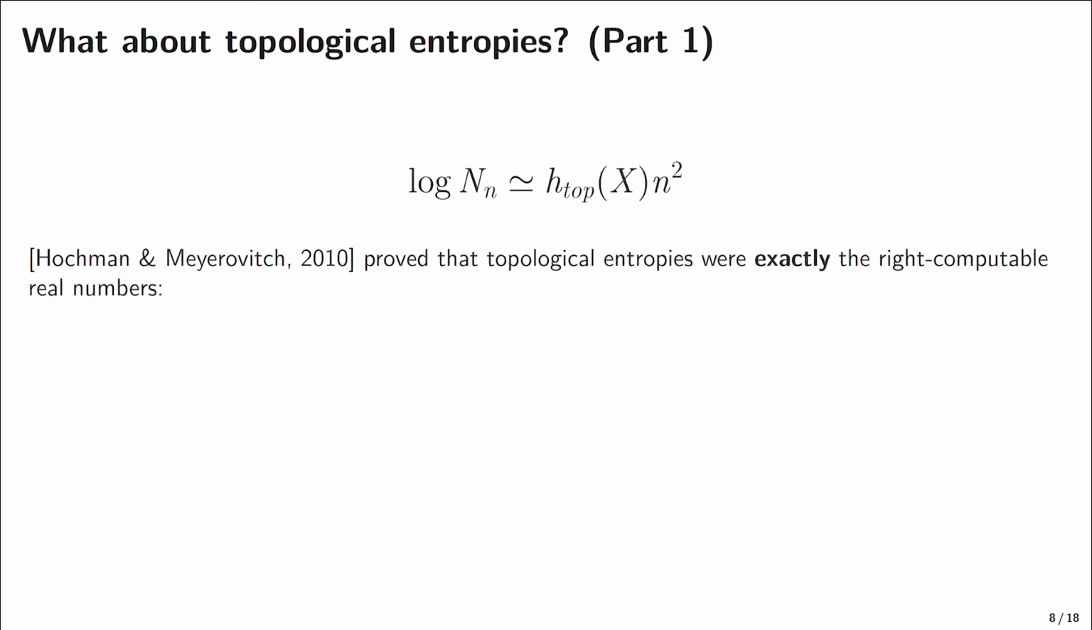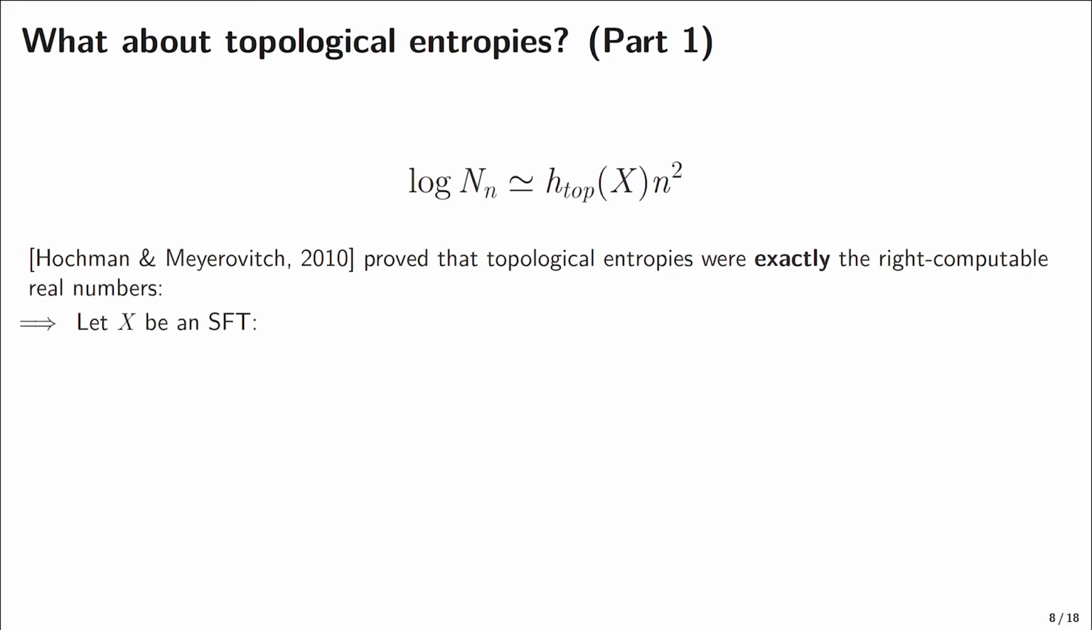In fact, this question was answered in 2010 by Hochman and Meyerovitch, who surprisingly proved that topological entropies were exactly the right computable real numbers. It is a surprising result. Indeed, the entropy is a very combinatorial notion. Subshifts are defined by forbidden patterns, and the complexity function is defined in terms of valid patterns. Yet, the characterization they provided is a computational one. If you don't remember, a real number is said to be right computable if there exists a computable and decreasing family of rationals which converges towards it.